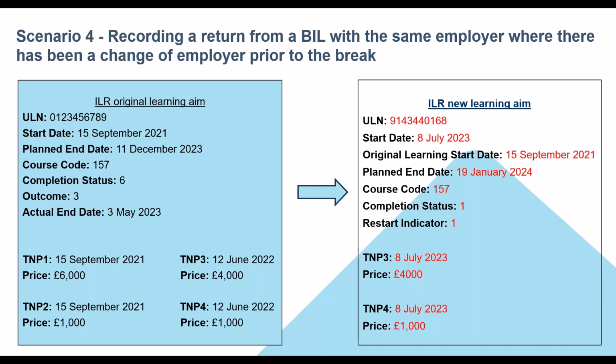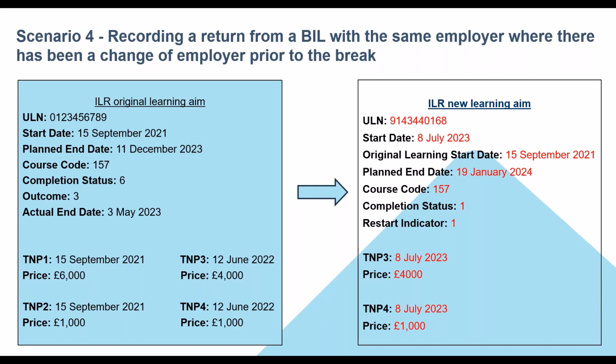And if you think about the records on the Apprenticeship Service for a second, we've got one employer's record from when the apprenticeship first started in September 21 with a cost of £7,000. We've then got another employer's record for that change of employer in June 22 with a cost of £5,000. And the apprentice is now returning with that same second employer. So it's subtly different to the previous one.